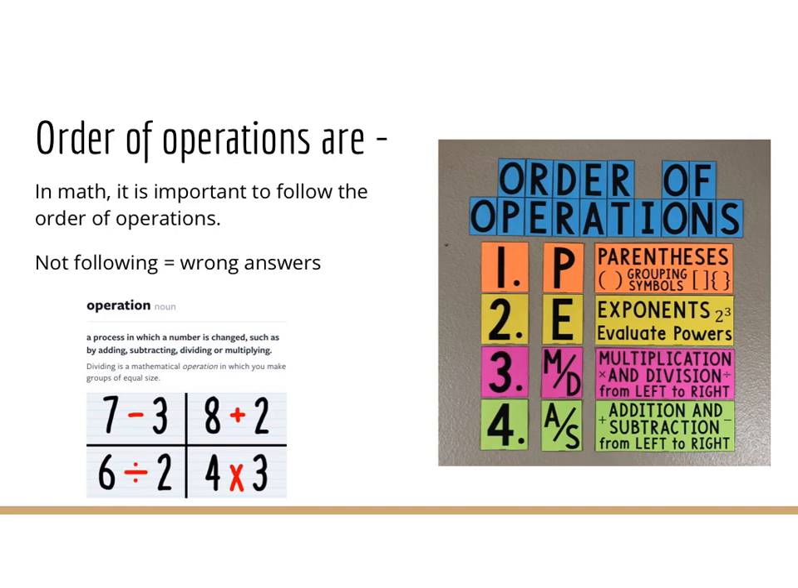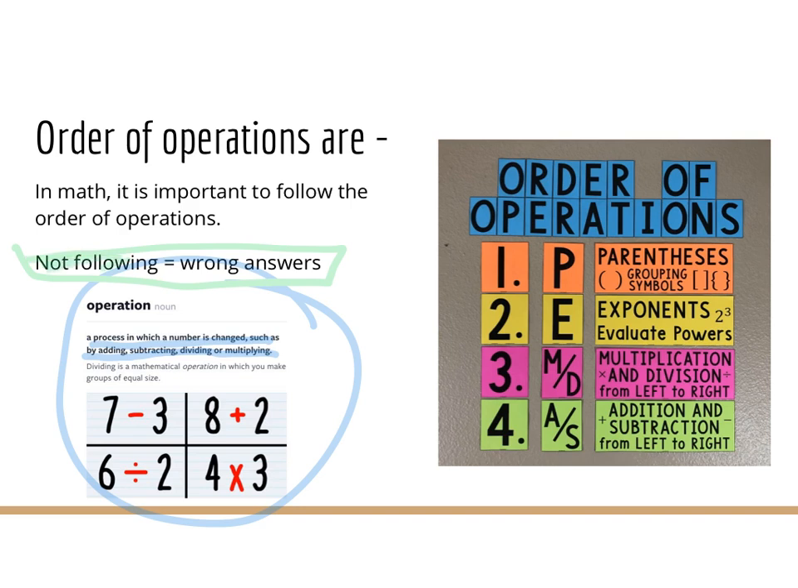All right, so reviewing, order of operations are the path that we must follow when we are solving expressions, equations, basically all math. Order of operations follow the acronym PEMDAS, in which P is parentheses, E is exponents, M and D represent multiplication and division, and then adding and subtracting is A and S. Operations, like I told you yesterday, are the process in which a number is changed, such as by adding, subtracting, multiplying, or dividing. Another reminder, if you don't follow the order of operations, you will get the wrong answers. But don't worry, you will do great.